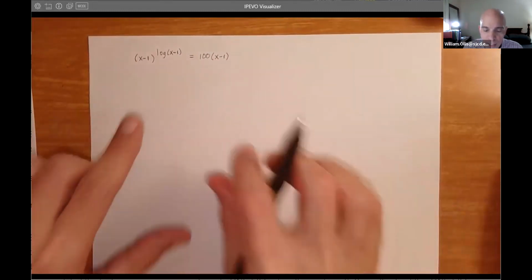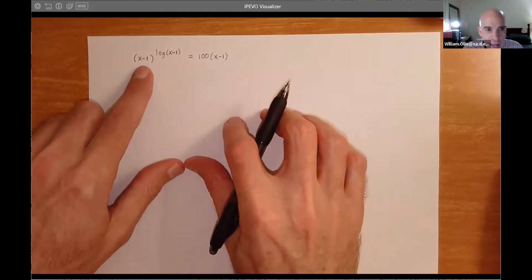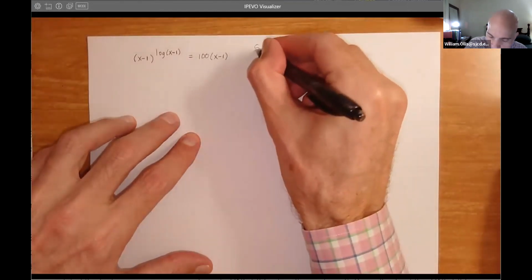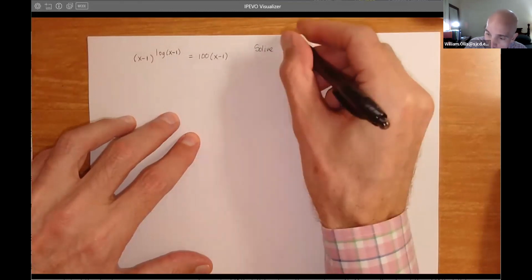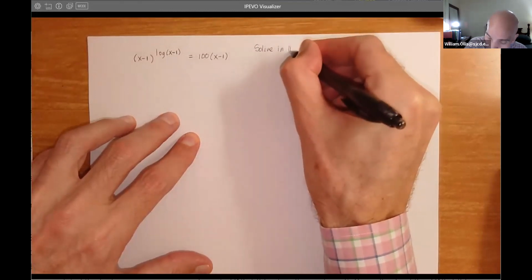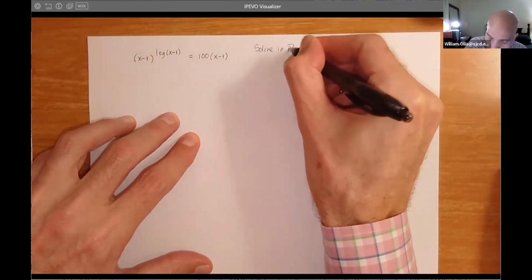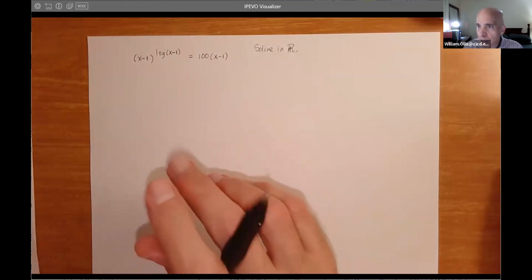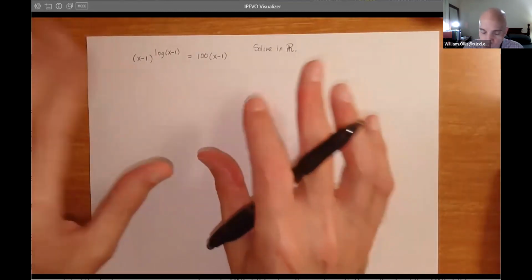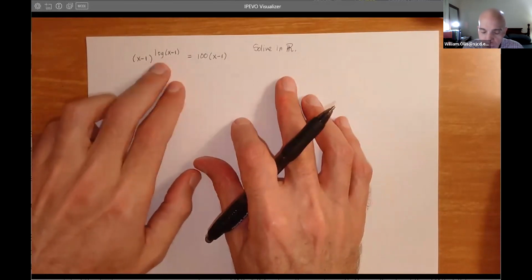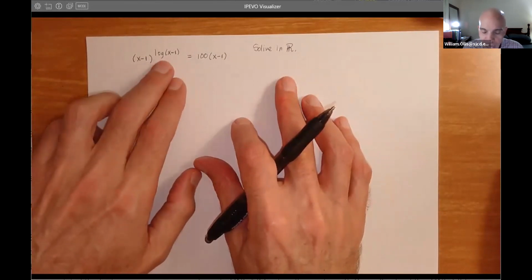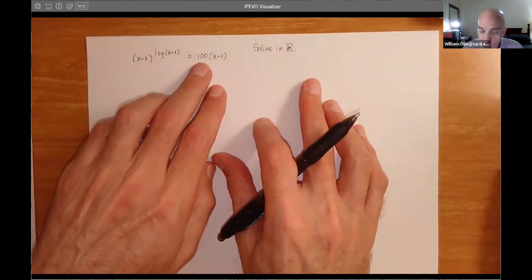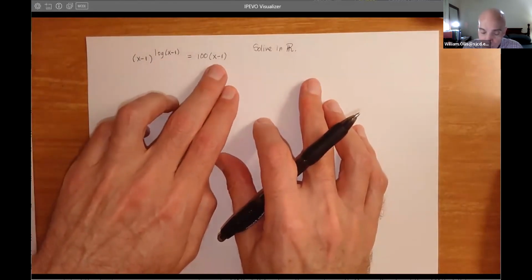So the way this is set up, we have x minus 1 as a base. And so we just want to, let me just write, solve in the real numbers. Solve in R. So this is one of your WebAssign, and there are actually 3 examples with this, and I'm going to do a couple of them that were asked several times. So if you look at this, we have a base of x minus 1, we have a power of the base 10 log of x minus 1, and then, of course, we have 100 times x minus 1.